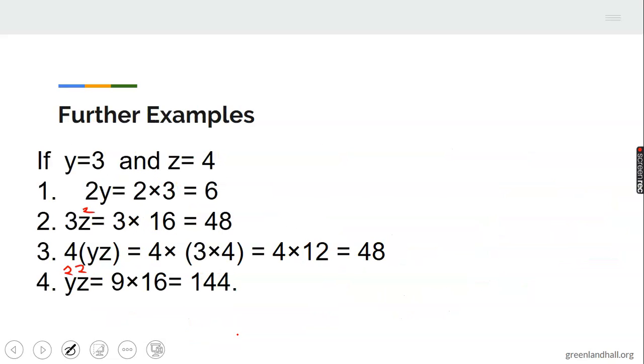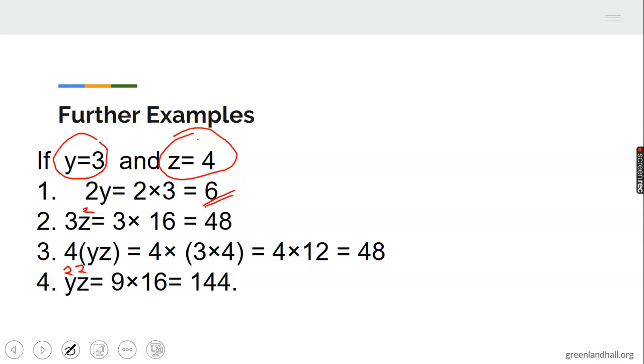Okay, we have some further examples. More examples here. Look at this one. If Y is 3 and Z is 4, then the first question says 2Y is what? Y is 3. So 2 times 3, and that is what? 6. Can you see that?